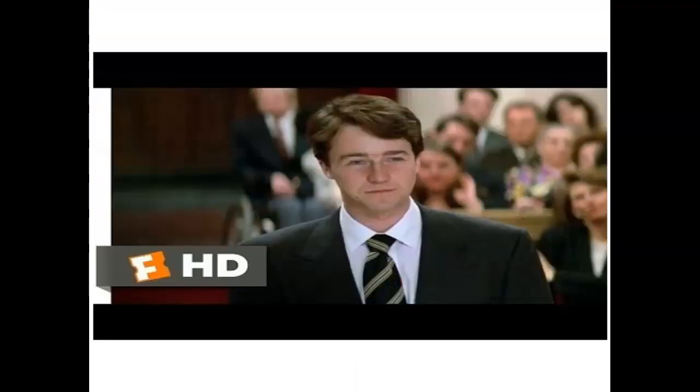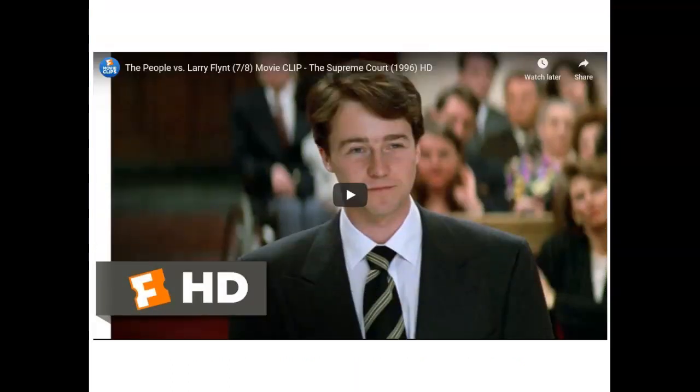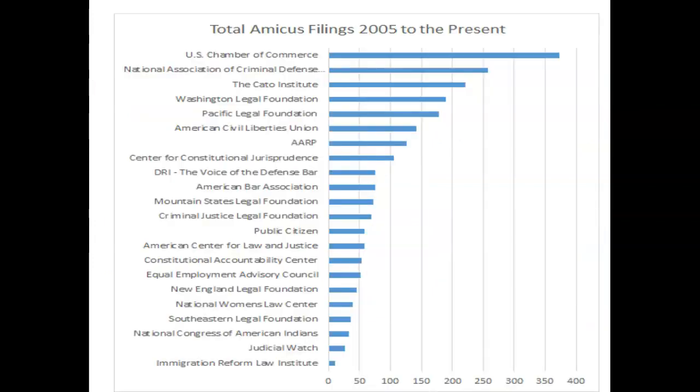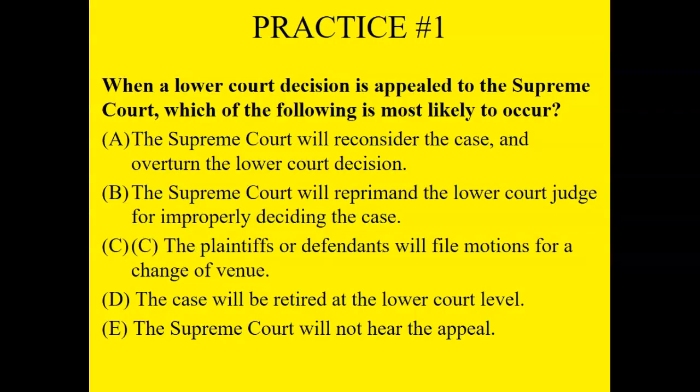And here is a clip that you can watch when I post this PowerPoint on Google Classroom. This is from a movie called The People versus Larry Flynt, and it's a really good court scene that gives you an idea of what it was like to be in the Supreme Court. Here's just another chart that gives you the different kinds of opinions, and then which interest groups have been most productive in making briefs. And then here are some practice questions for you.